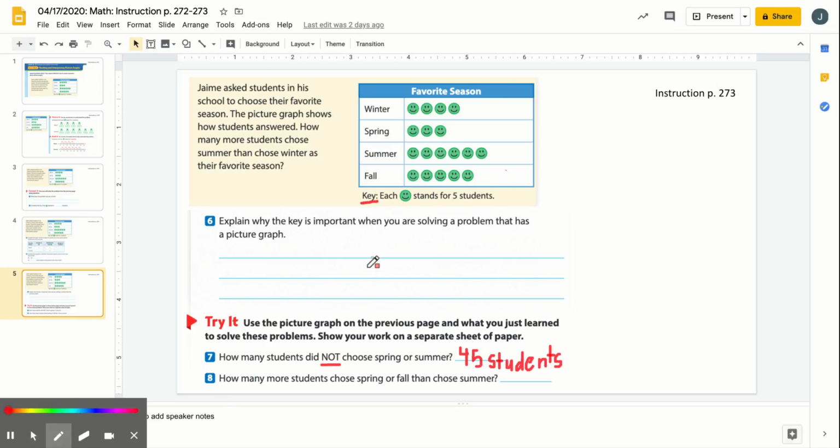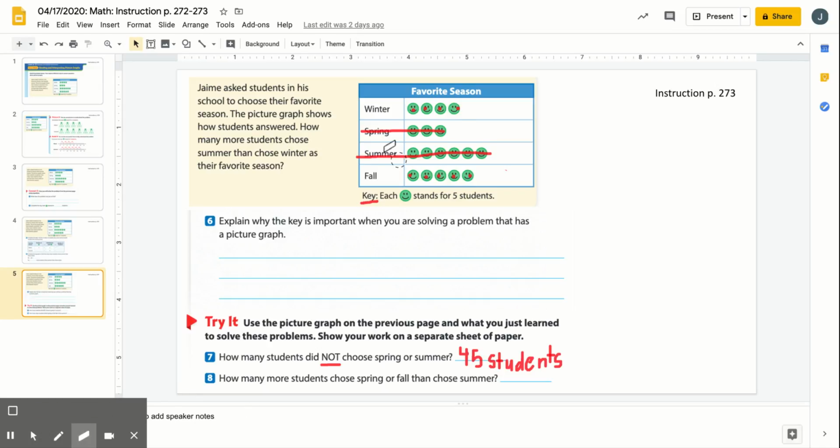The second way that you could do this problem, again, it's asking how many students did not choose spring or summer. So we want to get rid of spring or summer. The other way you could do this is that you could just count all of the remaining smiley faces under winter and fall by 5. So 5, 10, 15, 20, 25, 30, 35, 40, 45.